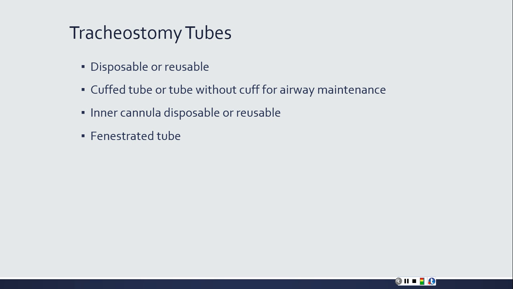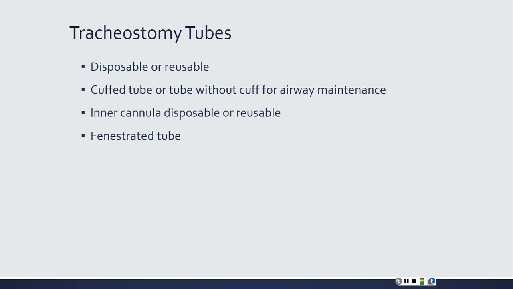They can also be cuffed or uncuffed. The cuff is referring to a balloon that goes around the tracheostomy tube. When the cuff is inflated, it helps hold it in the airway. It helps stabilize it and keep it where it needs to be. We'll talk about that in a minute. The key with a cuff is that you've got to make sure the pressure is exact. If you overinflate a cuff, it can damage the tracheal tissue. If you underinflate, it can move around some.